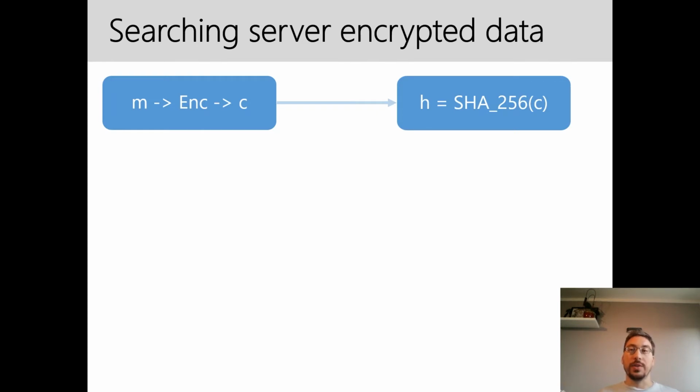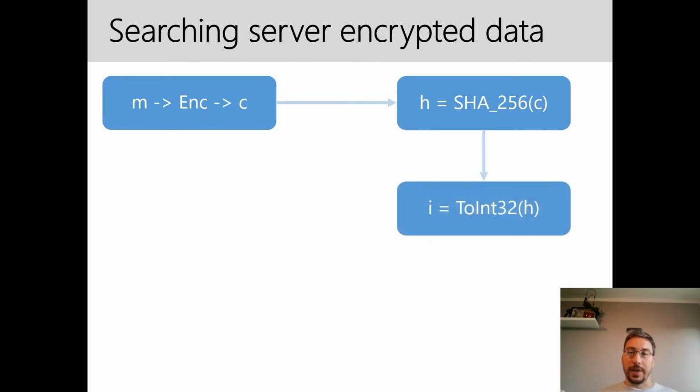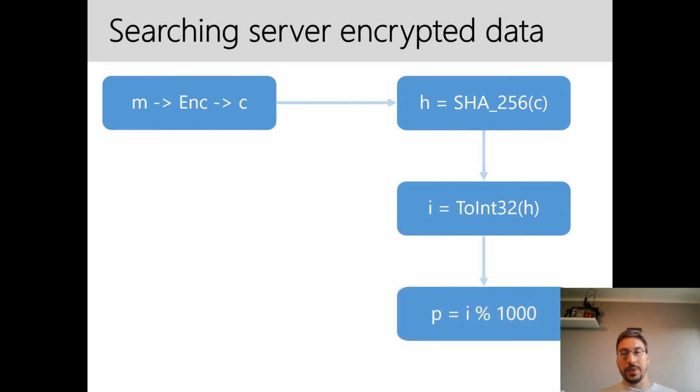message. So this is an error. This is not a C, but it should be SHA-256 of M. So we basically take a hash of the clear text. We convert that hash into an integer, and then we say integer modulo, say, 1000. Now this 1000 is basically the amount of buckets we have, right? Or partitions, if you will.